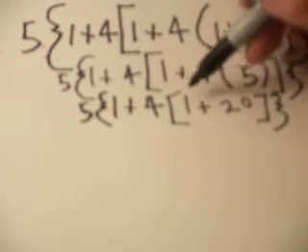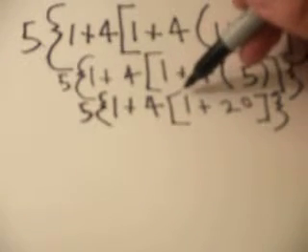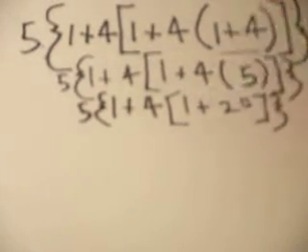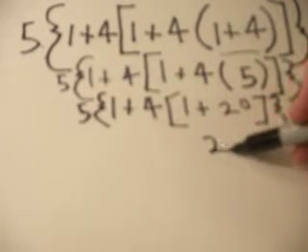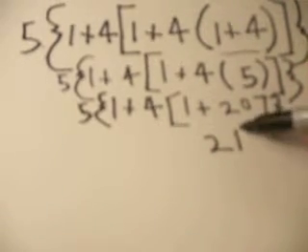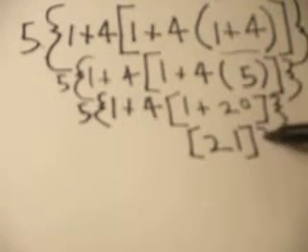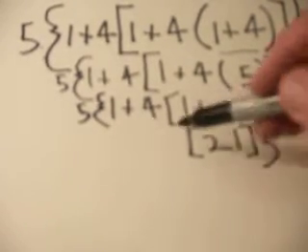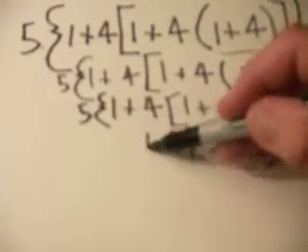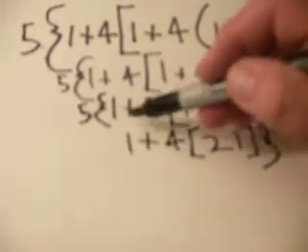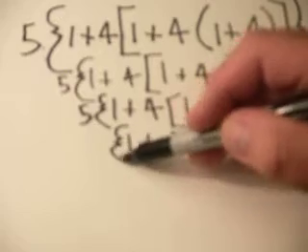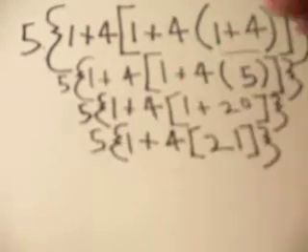Now we're going to deal with the innermost parentheses, which are these brackets. So I've got 1 plus 20 is 21. So now I've got that set of brackets. Bring the outer brackets down. I've got a 4 plus 1. Each problem you want to take a step at a time like this.